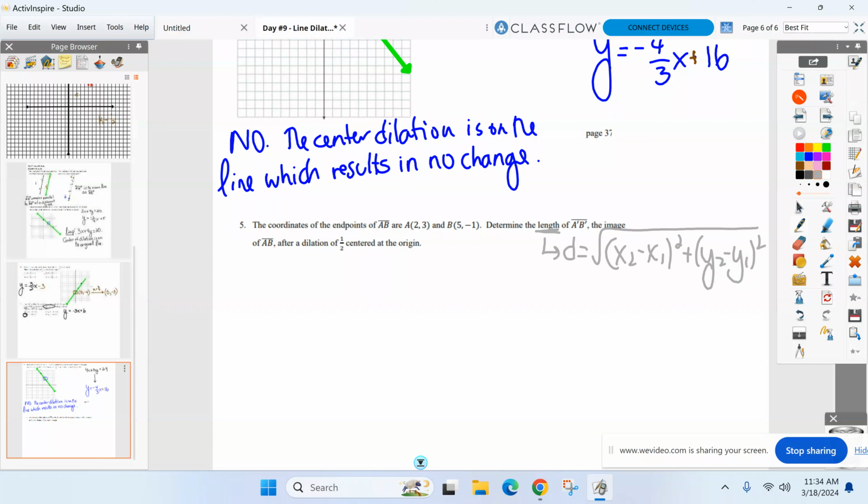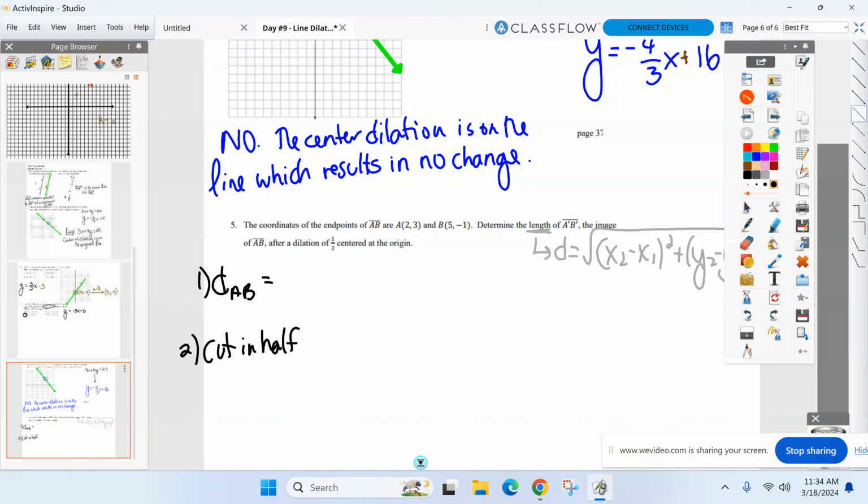All right, two different approaches. Let me hear both. Somebody come up with a plan. How do I find the length of this new segment? Josh, one way: find the distance of AB, then cut it in half. Okay, so Josh says, number one, find the distance of AB, and number two, cut it in half. Yes, there's one way to approach it. Another way to approach it, because it is centered at the origin. Matt: find the coordinates of A prime.